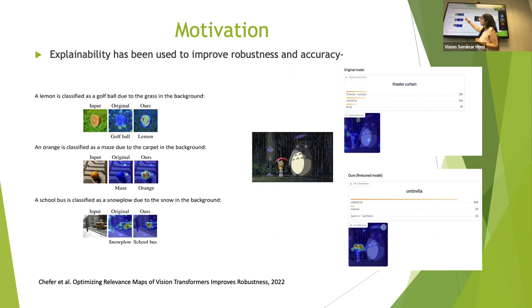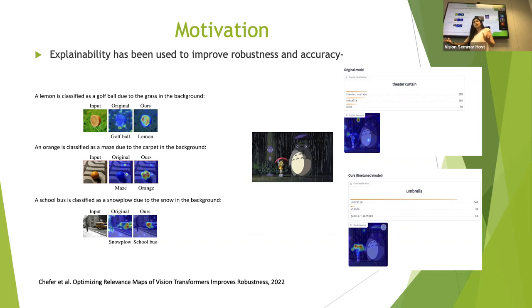They tend to learn spurious cues as shortcuts to make a prediction. For example, a model can learn a spurious cue that if you have a round object with a grass background, then it's a golf ball. Here you can see that the model classifies this lemon as a golf ball because of the grass background. When you force the model to actually focus on the foreground of the image and not just the background, via a loss applied directly to the explainability maps, you can correct wrong predictions based on spurious cues.